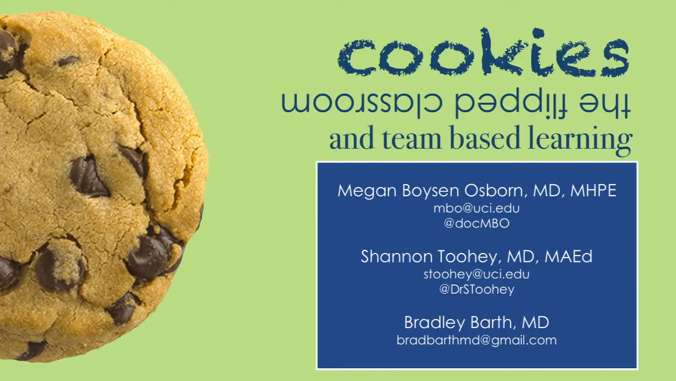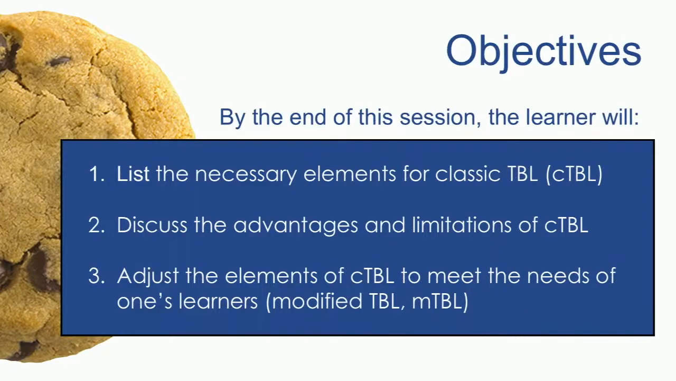Great. So we really like team-based learning at UCI, and we use it quite a bit. And I think that it's important because it's a way to utilize the flipped classroom in an effective manner. And so today we're going to talk about the necessary steps for classic team-based learning, the necessary steps for modified team-based learning, and we'll talk about how you can adjust those elements to meet the needs of your learners.